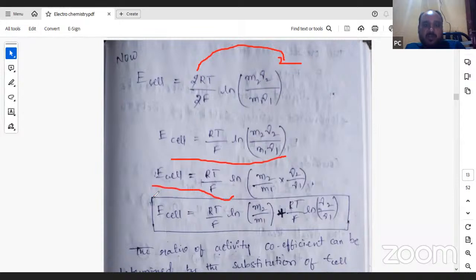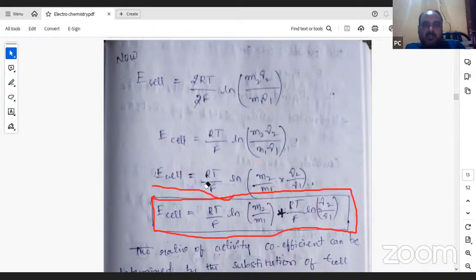Therefore, simplifying, E cell is equal to RT by F ln M2 by M1 plus RT by F ln gamma 2 by gamma 1. This equation is similar to the one for chemical cells with transference, because the activity coefficients are considered in chemical cells with transference. Even for concentration cells without transference, we have to utilize these equations.